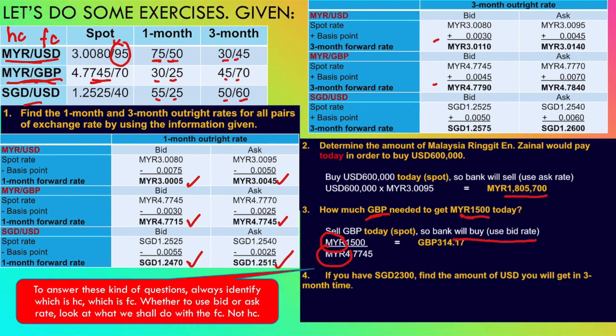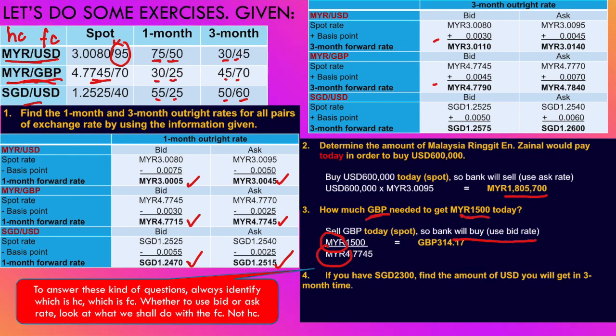And the last question, if you have Singapore dollar 2,300, find the amount of US dollar you will get in 3 months' time.